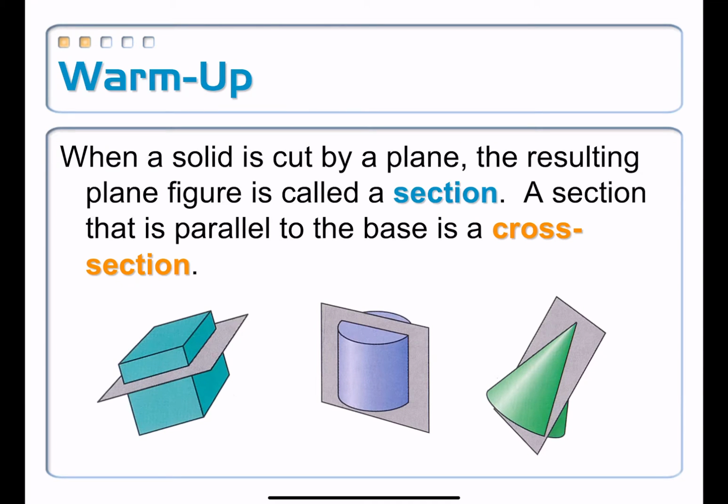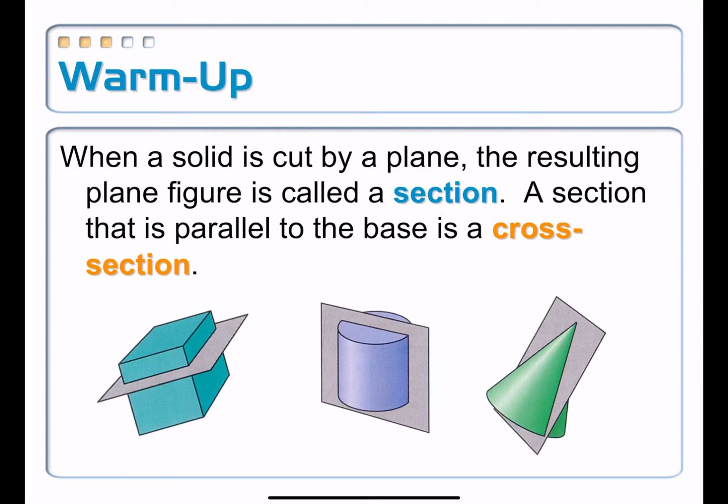Here's our warm-up exercise. When a solid is cut by a plane, the resulting plane figure, so a two-dimensional shape, is called a section. A section that is parallel to the base is called a cross-section. As a matter of fact, in, say, a science class, you probably have had to draw the cross-section of a cell or an organ or a plant or something like that, right? So it's just a two-dimensional slice of a three-dimensional object.